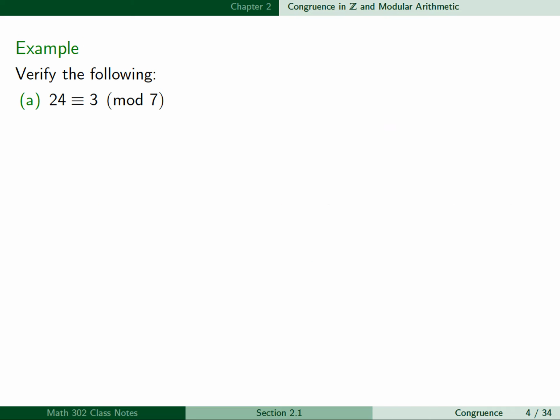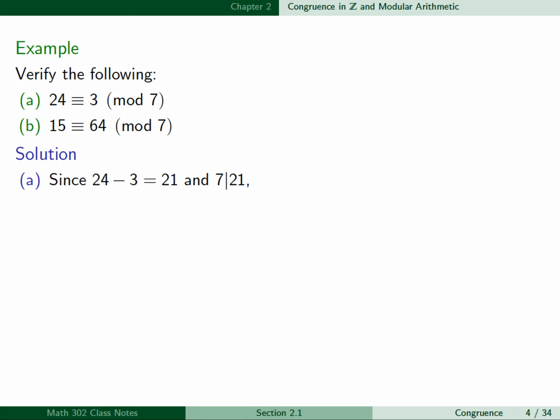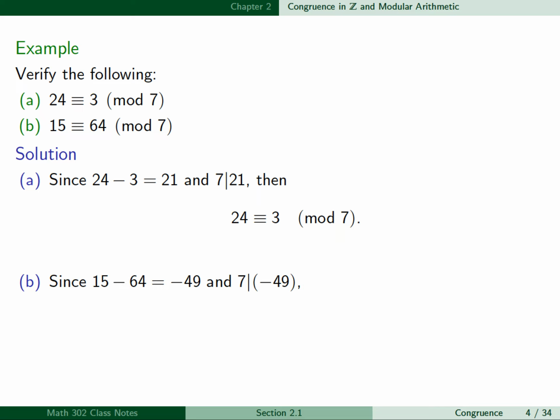For a quick example, we can verify the following. a) 24 is congruent to 3 mod 7, and b) 15 is congruent to 64 mod 7. For a, since 24 minus 3 is equal to 21, and 7 divides the difference, 21, then 24 is congruent to 3 mod 7. For b, since 15 minus 64 equals negative 49, and 7 divides negative 49, then 15 is congruent to 64 mod 7.